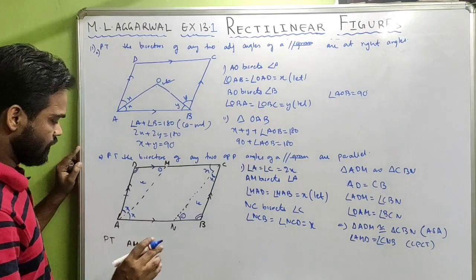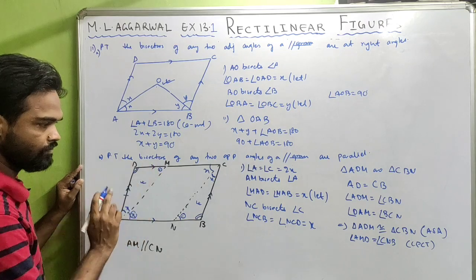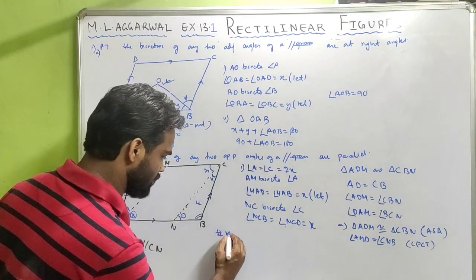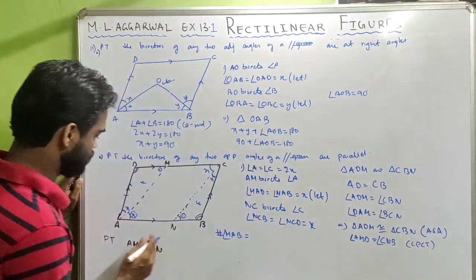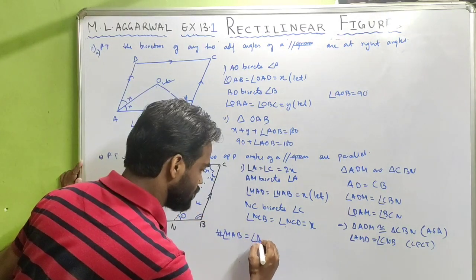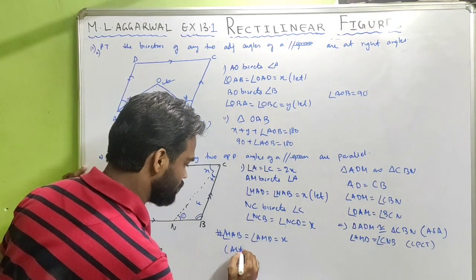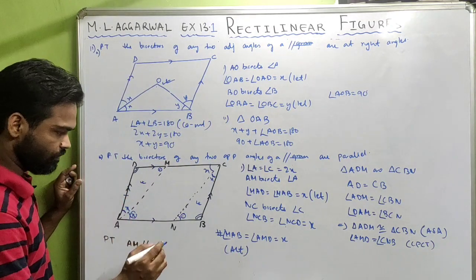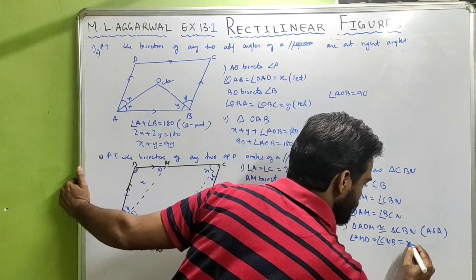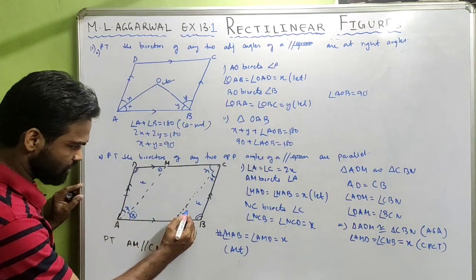Done. Now if this is X, this will also be X, alternate, isn't it? Just look over here. Angle MAB will be equal to AMD will be equal to X, isn't it? That's alternate angle. Look carefully, which means this is X and this is X, which means these two angles are nothing but X, CPCT.